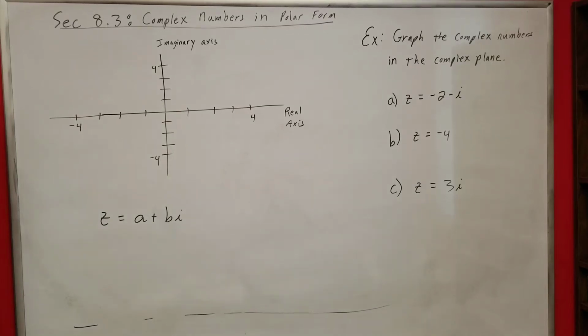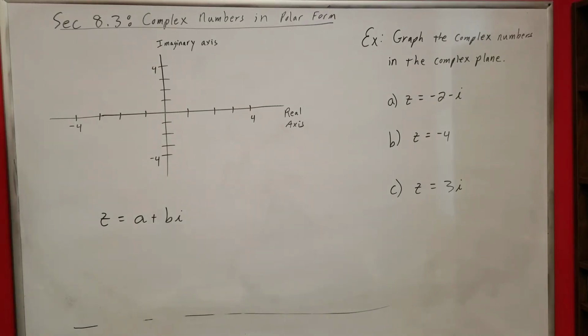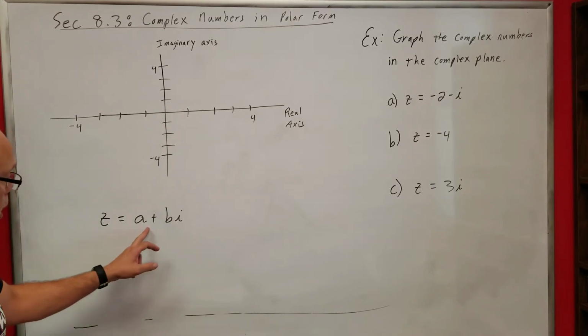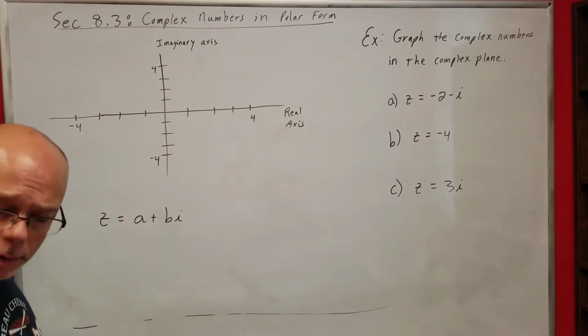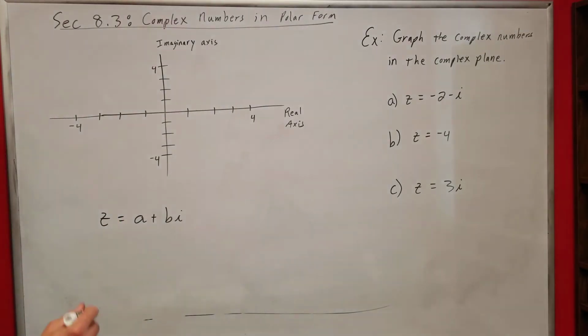Section 8.3, complex numbers in polar form. All right, let's look at a complex number. A complex number has the form a plus bi. In this book, they choose to call it z, a complex number. So what is a complex number?